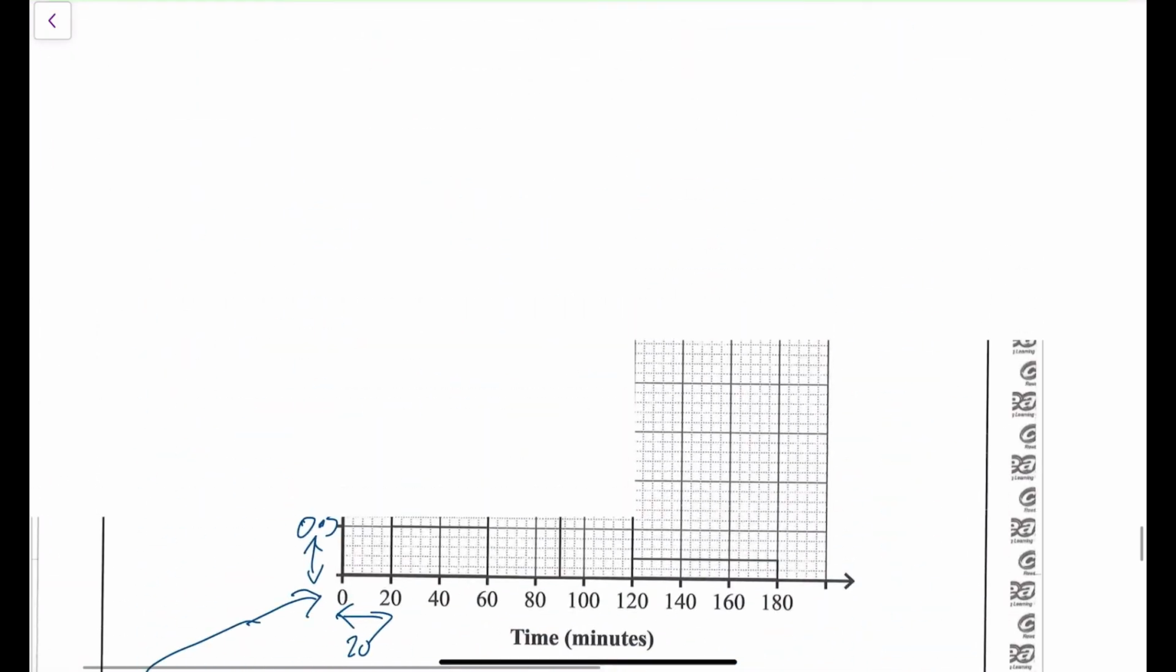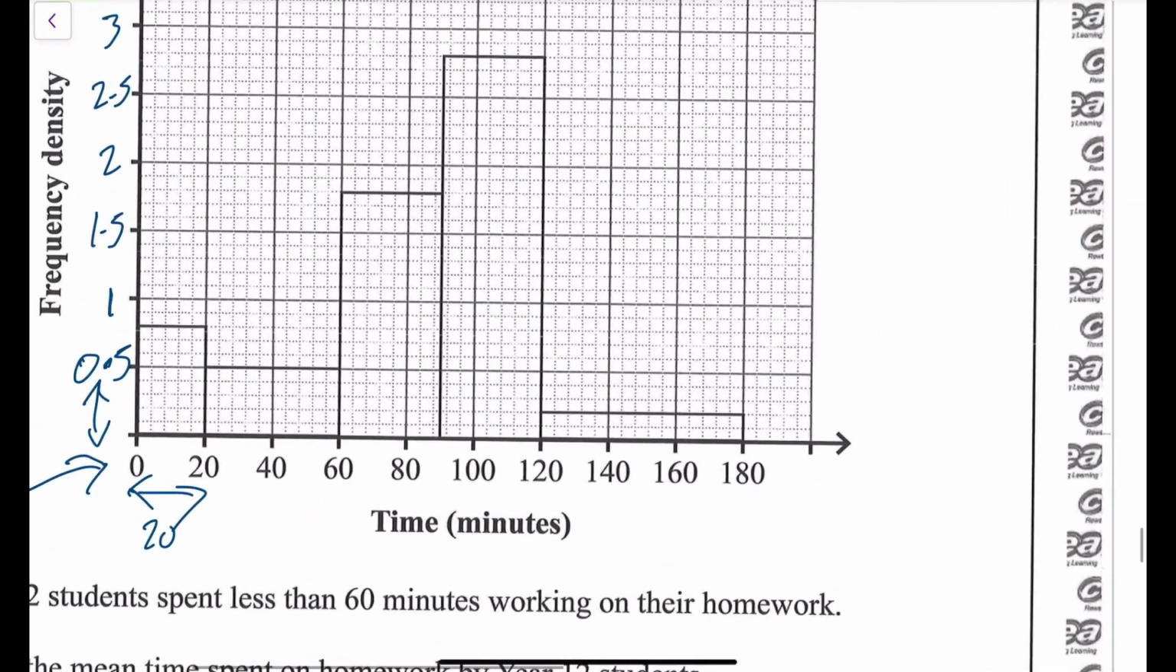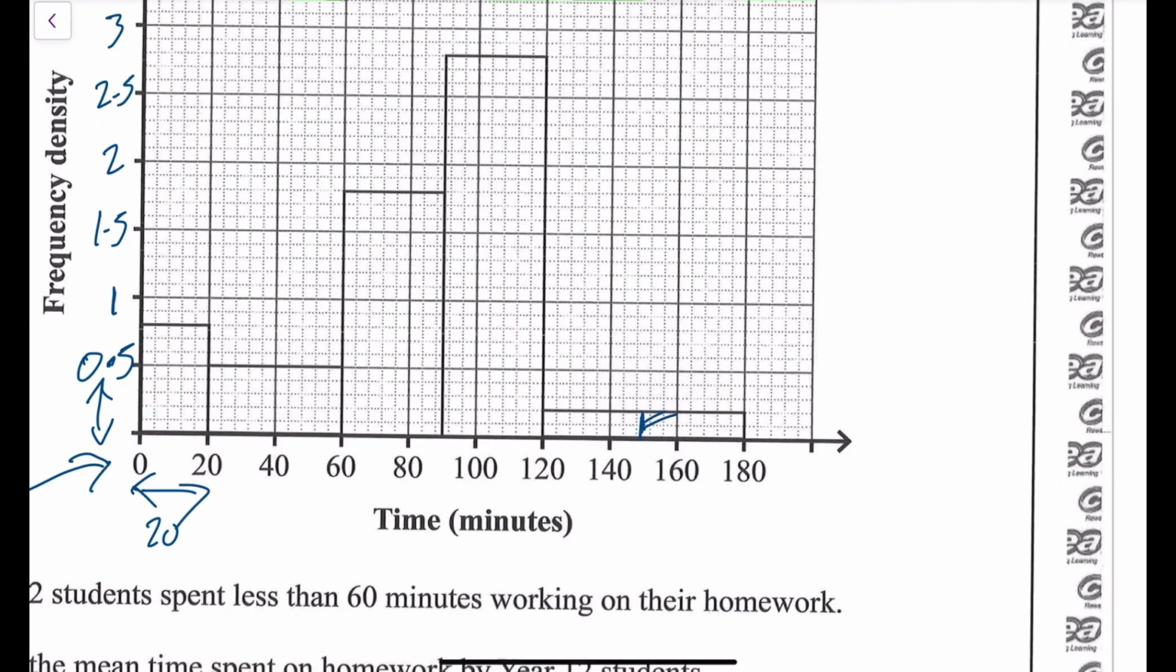So from your diagram, 150 is here. This little shaded area goes from 150 to 180, so it's 30 wide, times 0.2. That's going to be 15 people. Oh, it's not 15 people at all, that's nonsense. 30 times 0.2 is going to be 6 people. Apologies, so it's 6 people, so let's write that in again properly.